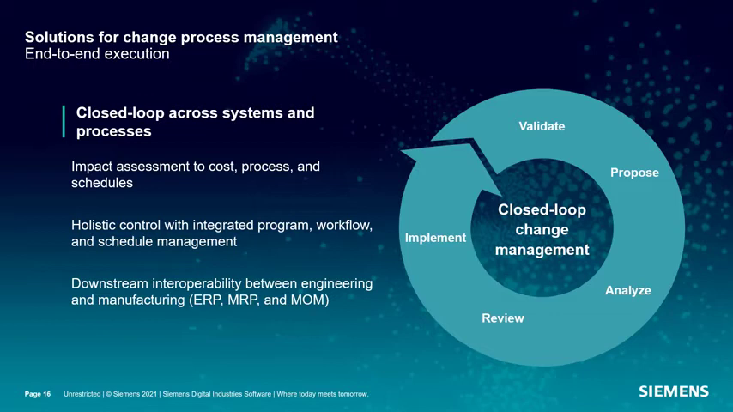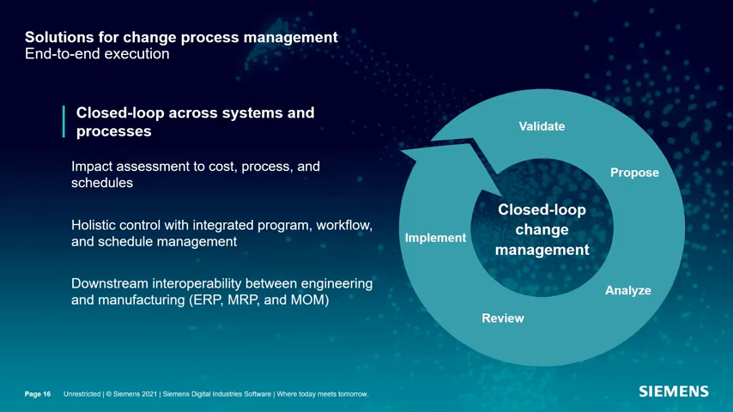Closed-loop change management across systems and processes offers impact assessment, where you can assess the overall impact of change to cost, process, and schedules. Holistic control, where you can manage the change process, simple or complex, from beginning to end. You can leverage powerful program, workflow, and schedule management capabilities to ease the management of complex change.